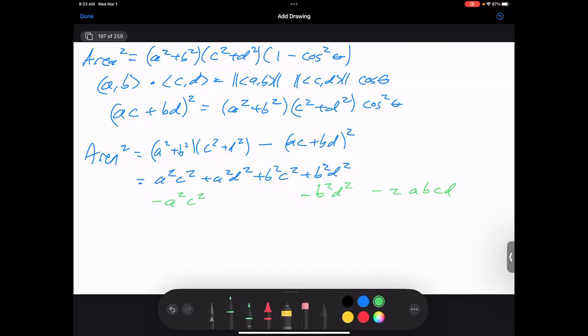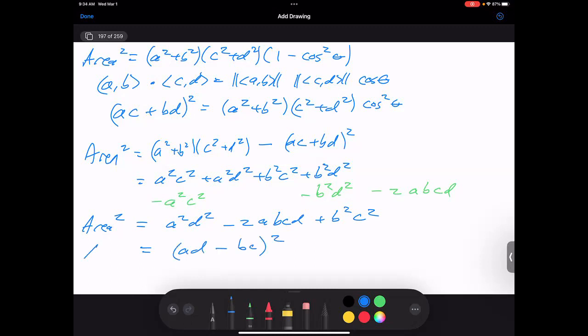So when the dust settles, I get that the area squared is A squared D squared minus 2ABCD plus B squared C squared, which is AD minus BC squared. So the area is AD minus BC, which is the determinant of our matrix.